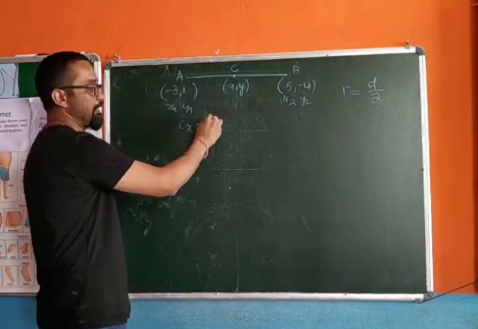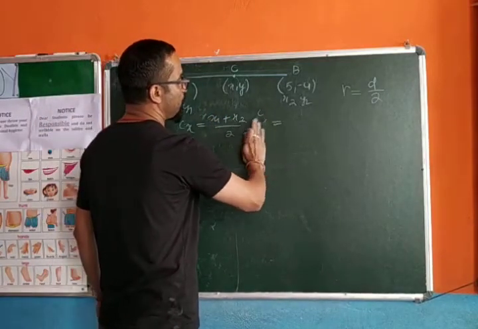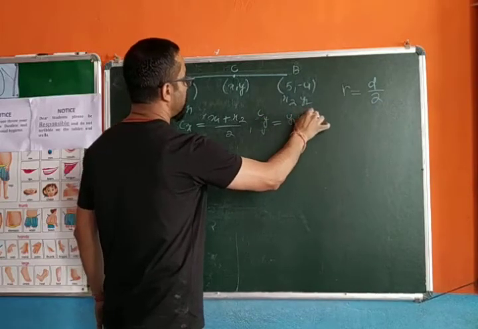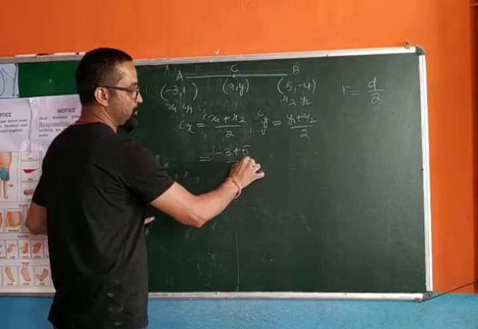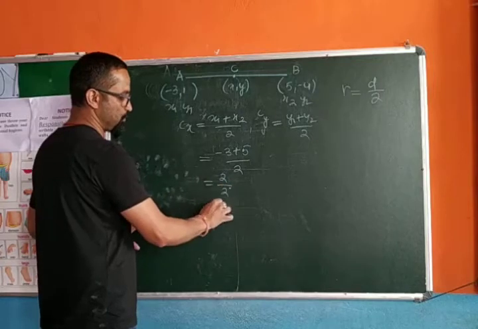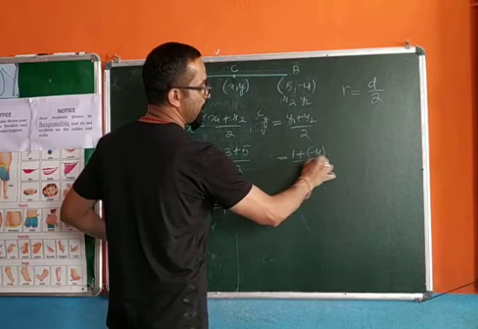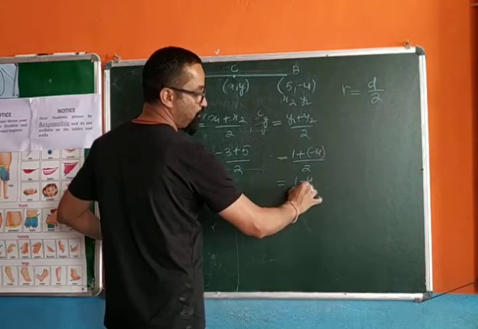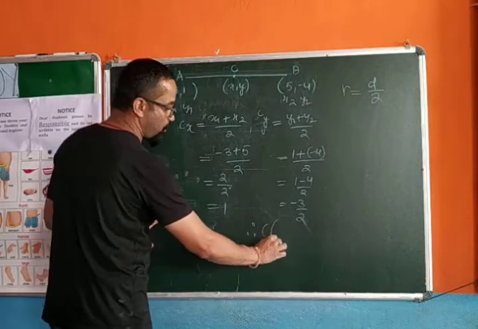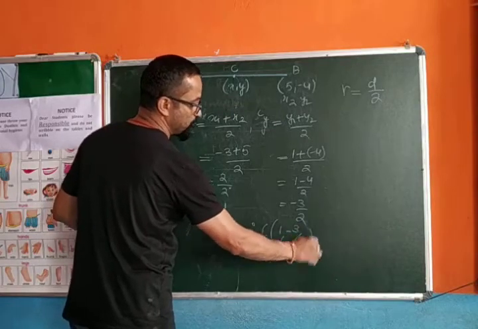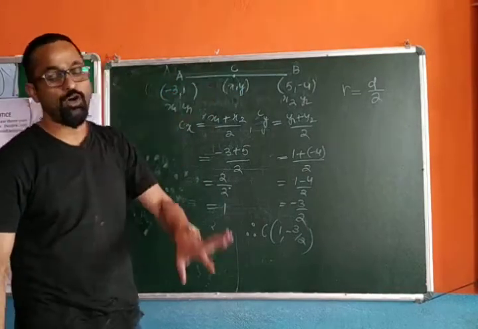Cx, x coordinate of C, is X1 plus X2 divides by 2. Cy is equal to Y1 plus Y2 divides by 2. Substitute. Minus 3 plus 5 divides by 2. 2 divides by 2, you get 1. Y1 is 1 plus minus 4 divides by 2. 1 minus 4 by 2, which is equal to minus 3 by 2. Therefore, C has coordinate 1, minus 3 by 2. Enough condition in the question to use midpoint formula.